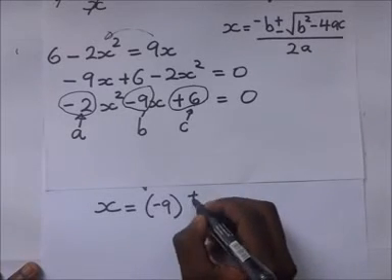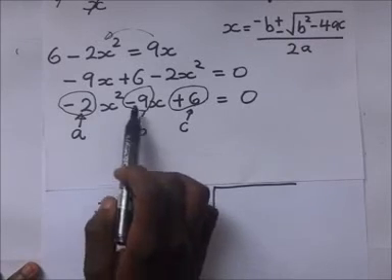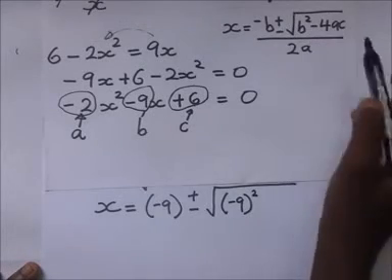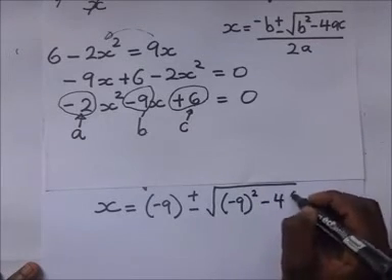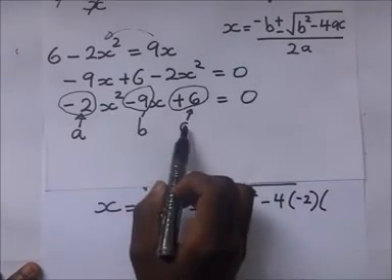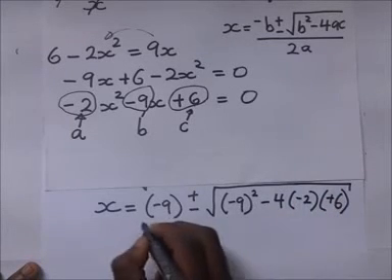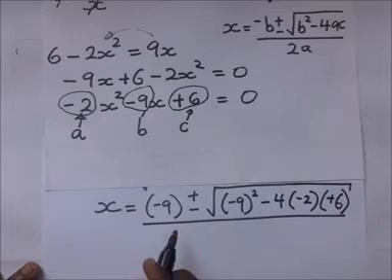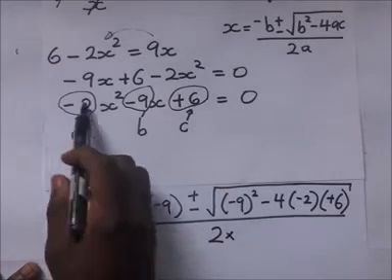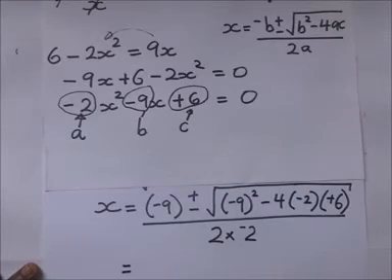Plus or minus the square root of b squared. B squared is negative 9 squared, so it's going to be negative 9 squared minus 4ac, minus 4 times our value of a, which is negative 2, times our value of c, which is positive 6. Divide all this by 2a. Our 2a is 2 times our value of a, which is negative 2. And the rest is just arithmetic.